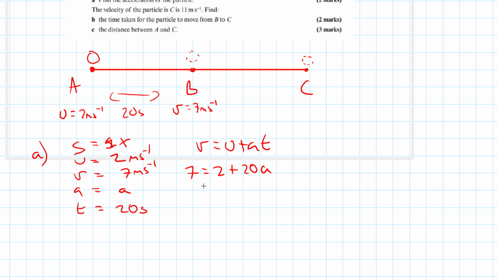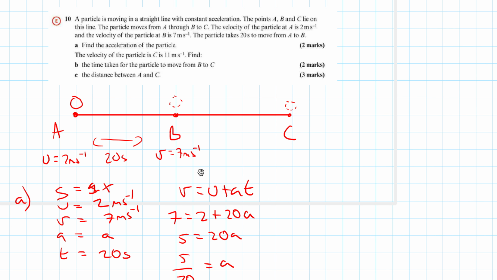We rearrange this, so subtract 2 from both sides, we get 5 equals 20a, then we get 5 over 20 is equal to a. So 5 divided by 20 is a quarter, so a is equal to a quarter meters per second squared, which is equal to 0.25 meters per second squared. And that gives us our acceleration.